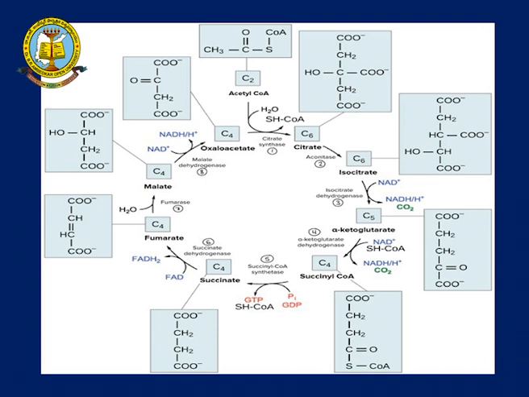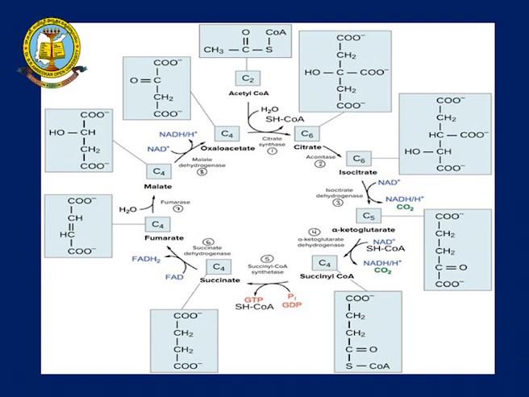In total, the oxaloacetate molecule is a 4 carbon containing molecule. Now the oxaloacetate molecule again combines and is converted to the citrate molecule. The citrate is a 6 carbon containing molecule.